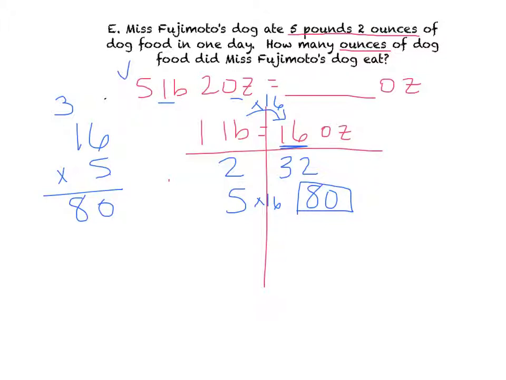Now that I've done the 5 pounds, I got to go back and take care of the 2 ounces. 5 pounds equals 80 ounces plus 2 ounces, so 8 in the tens place. It gives me 82 ounces. 5 pounds 2 ounces is equal to 82 ounces.